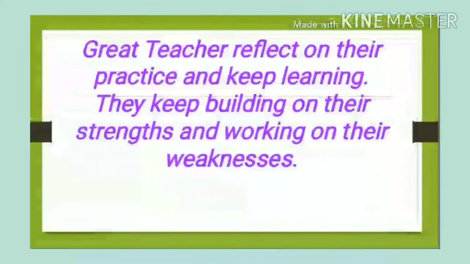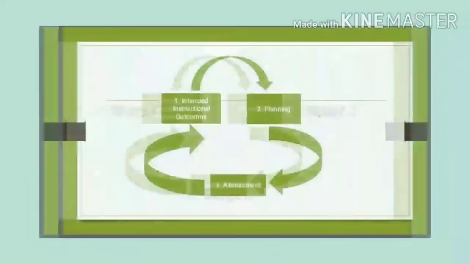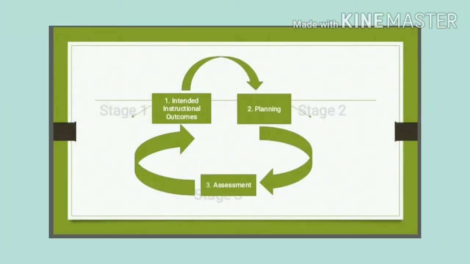Remember that a great teacher reflects on their practice and keeps learning. They keep building their strengths and working on their weaknesses. A simple way to perform the instructional planning cycle is to do these 3 steps. Stage 1, stating intended instructional outcomes; stage 2, planning; and stage 3, assessment.